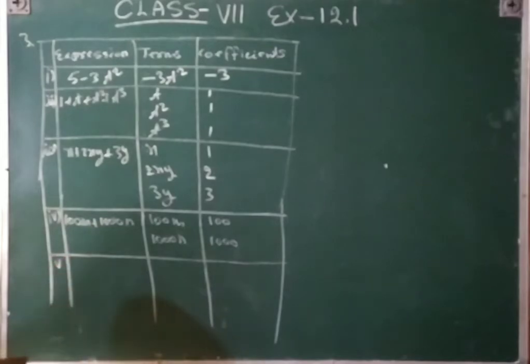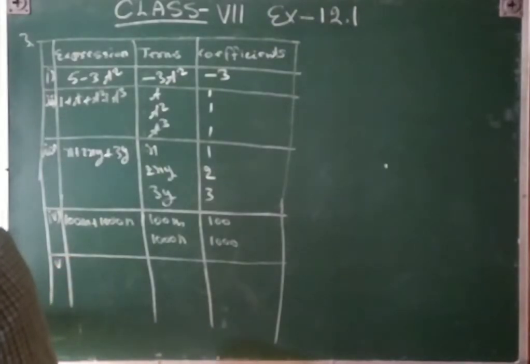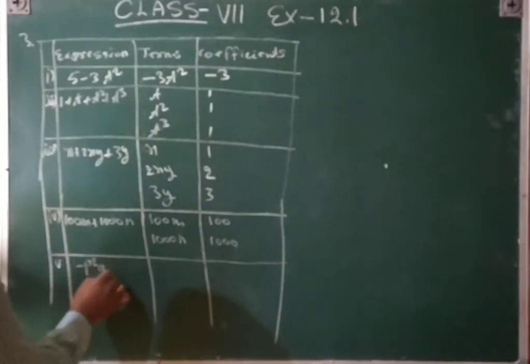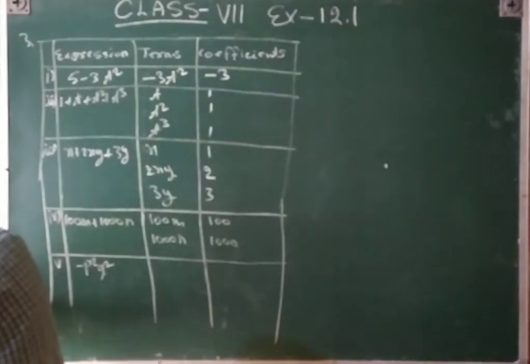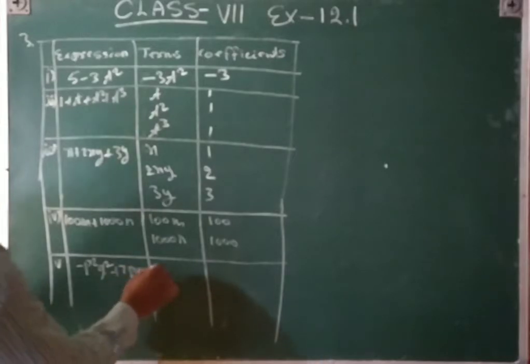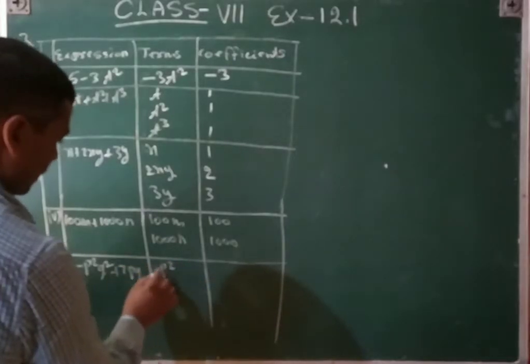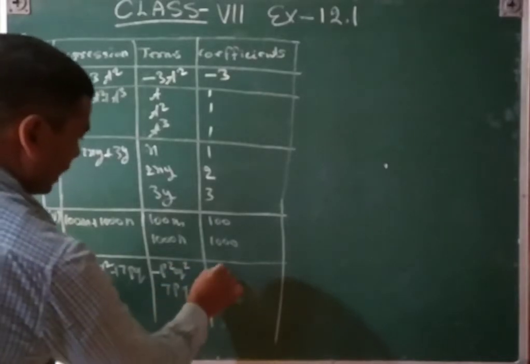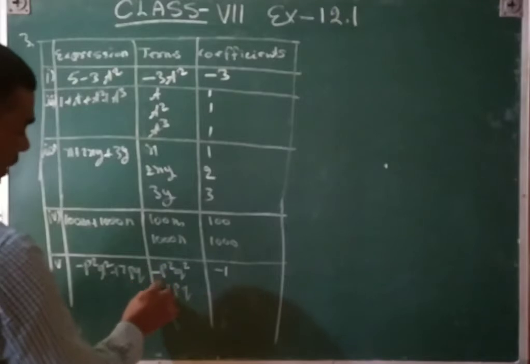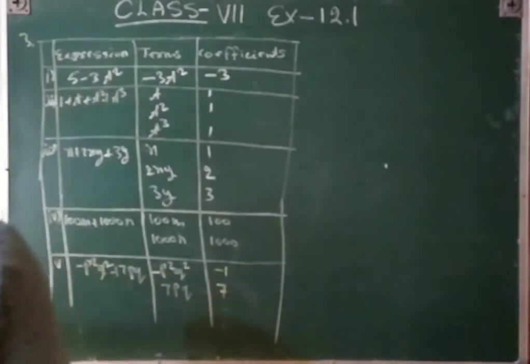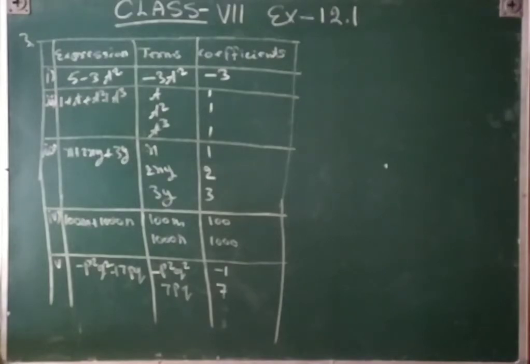And then the fifth part we will see: minus p square q square plus 7pq. So that is minus p square q square and then 7pq. So that is a minus 1. Minus 1 is here always if nothing is there, and then 7. And the other part you can do easily, no problem will be there.